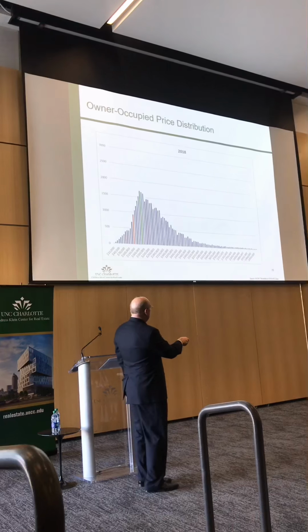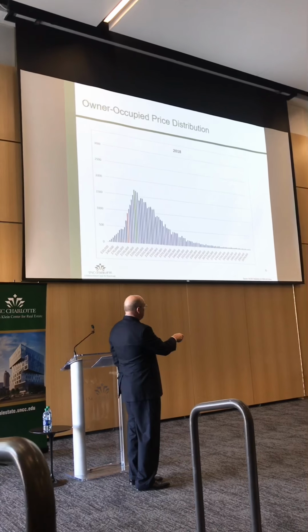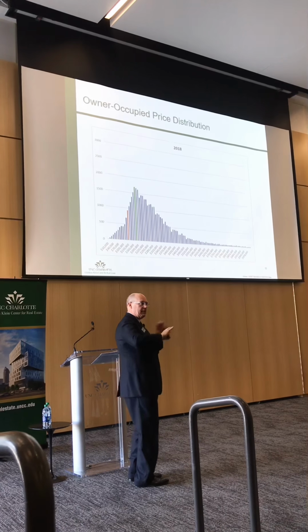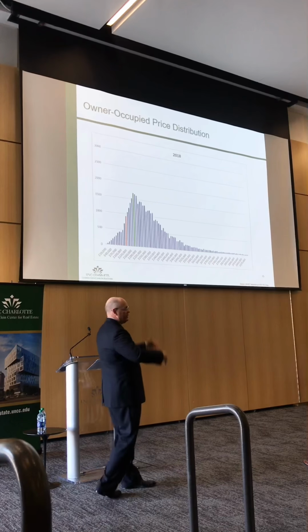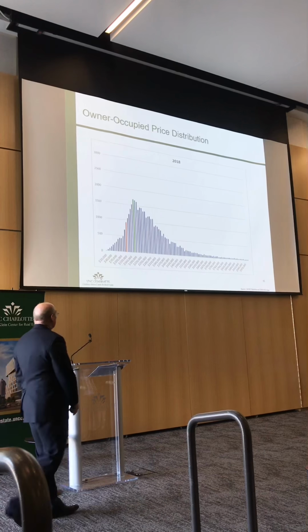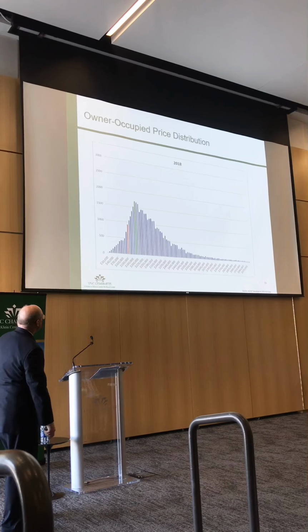By the way, we did not put the several hundred a year homes in the $1 million range just because it made the graph hard to see. It didn't change anything at all.